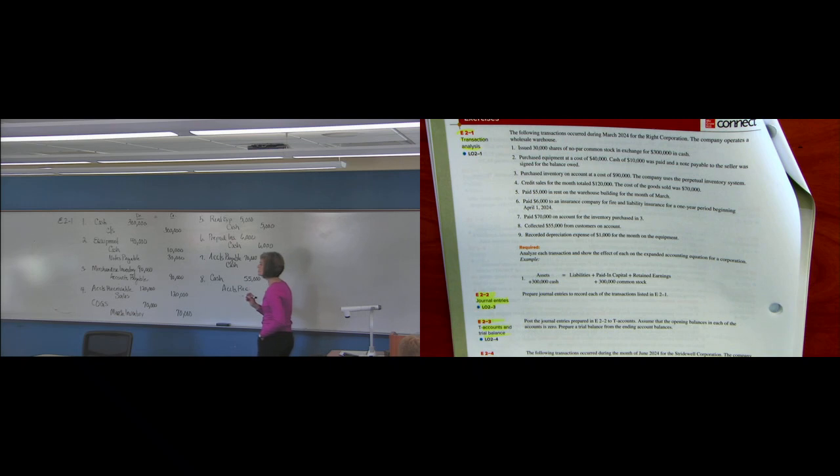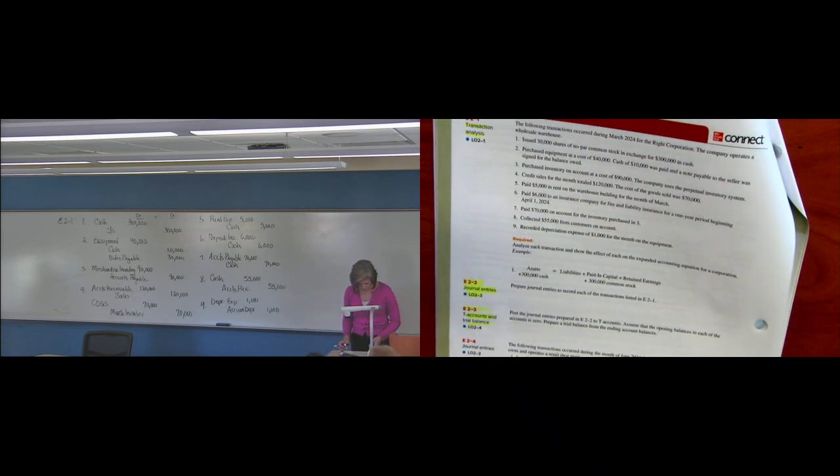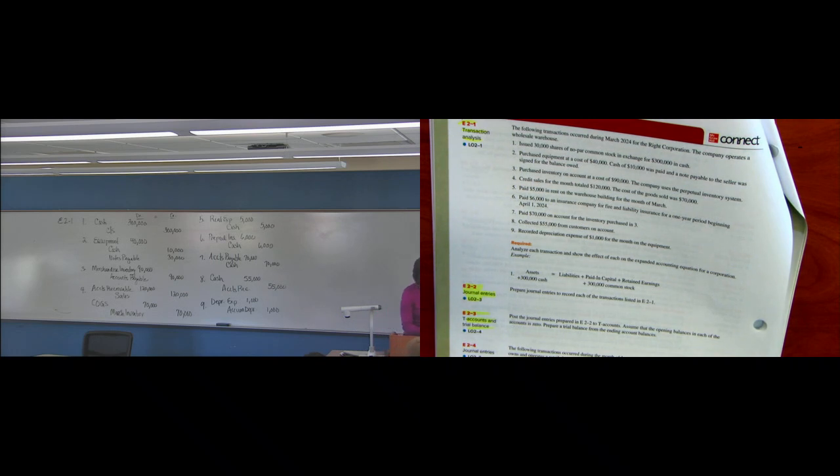And then last but not least, recorded depreciation expense of $1,000 for the month on the equipment. Who remembers that journal entry to record depreciation? That's going to be my credit. What's my debit? Depreciation expense, right? So I'm going to debit depreciation expense. I'm going to credit accumulated depreciation just for the amount given, which is $1,000. You guys with me?